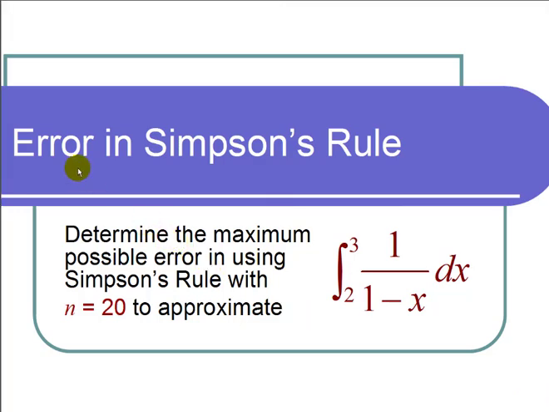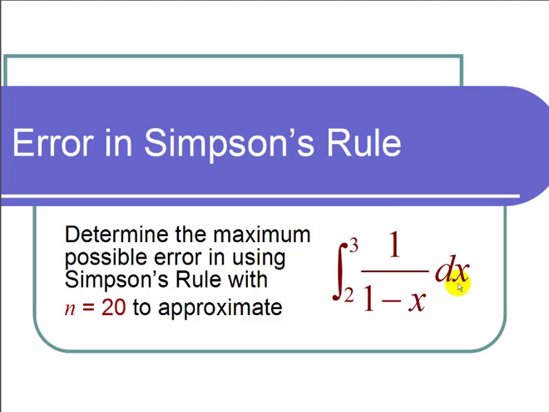This is a video on finding the maximum error in Simpson's rule. The question states, determine the maximum possible error in using Simpson's rule with n equals 20 to approximate the integral from 2 to 3 of 1 over 1 minus x dx.